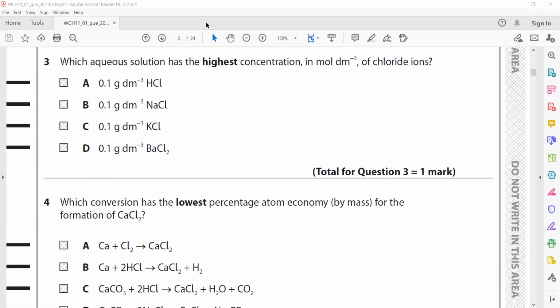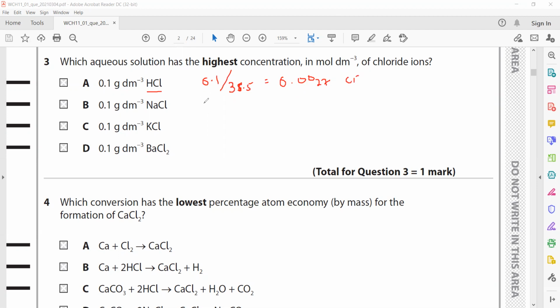Which aqueous solution has the highest concentration? To get the concentration, in gram per dm cube, we should get moles per dm cube. So this should be 0.1 divided by the mass of HCl, where hydrogen is 1 and chlorine is 35.5. So this will be 36.5. So 0.1 divided by 36.5, which will give 0.0027 moles. The ratio is 1 is to 1, so the same is the concentration of chloride ions.